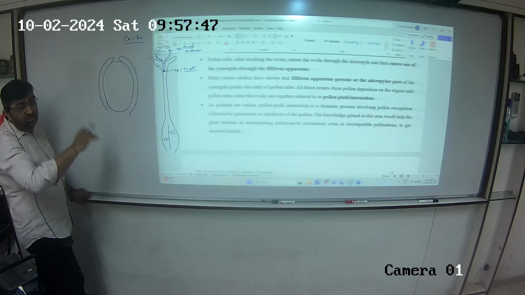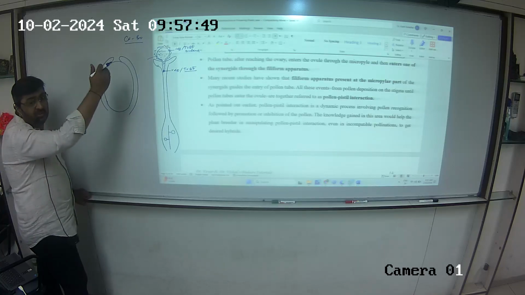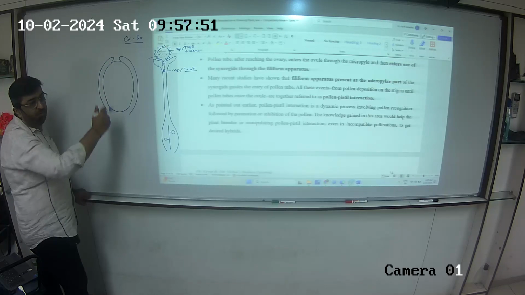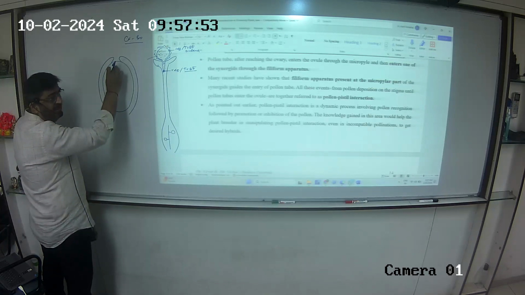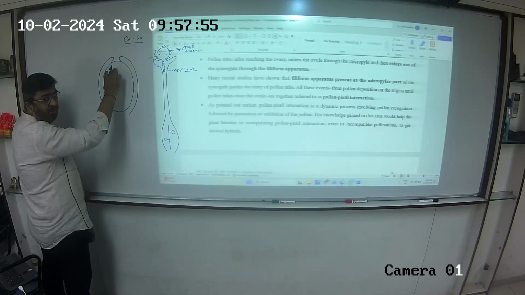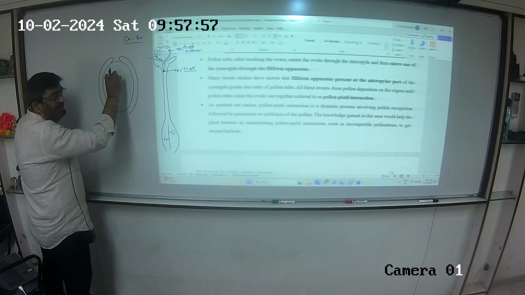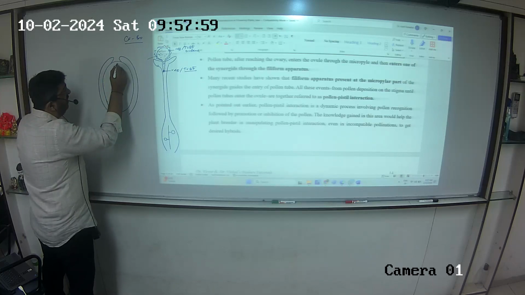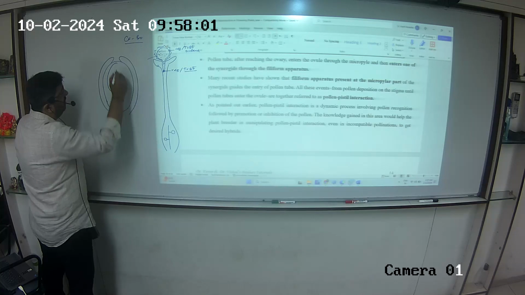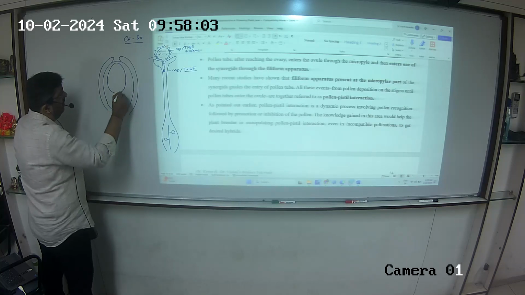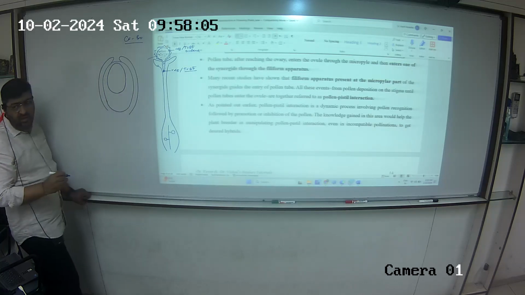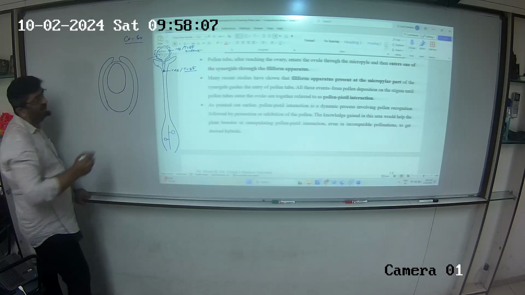The embryo sac's location is near the micropyle. The megaspore mother cell was near the micropylar end, so embryo sac formation is also at the micropylar end. So let's make the embryo sac here. The embryo sac is 7-celled, 8-nucleated.